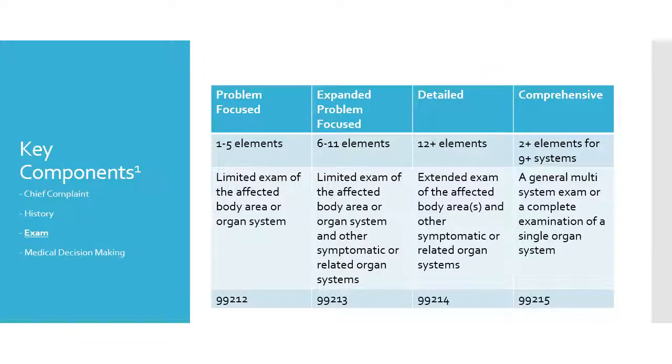The next aspect is the physical exam. Notice how this chart says that each type of exam must contain certain elements. These elements are not just your systems, but what you looked at in them. For example, if you examined the neck for bruit, palpated the thyroid, and examined range of motion, this would be 3 elements. Only the comprehensive exam is concerned with the number of systems.